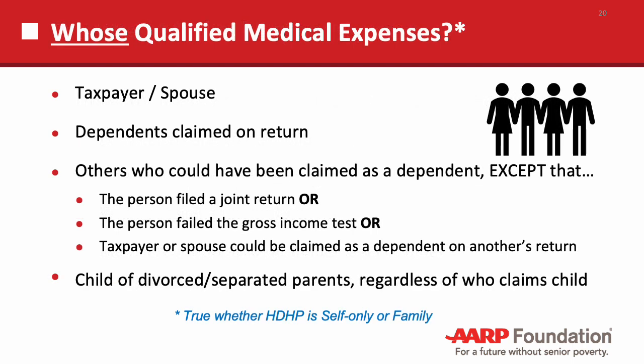Whose qualified medical expenses are covered? Well, the taxpayer and spouse, any dependents that may be claimed on the return, others who could have been claimed as a dependent except that the person filed a joint return, or the person failed the gross income test, or the taxpayer or spouse could be claimed as a dependent on another's return. In addition, the child of divorced or separated parents, regardless of who claims the child. And this is true whether the HDHP, the high deductible health plan, is self-only or family.